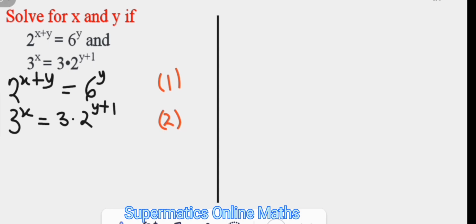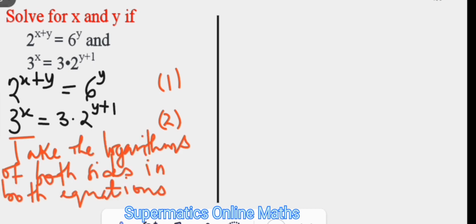Now let us start. The bases are different in this simultaneous exponential equation, so it is appropriate to use logarithms to get it solved. So we shall be taking the logarithm of both sides in both equations, and this we shall be doing one after the other. So let us start with equation 1.